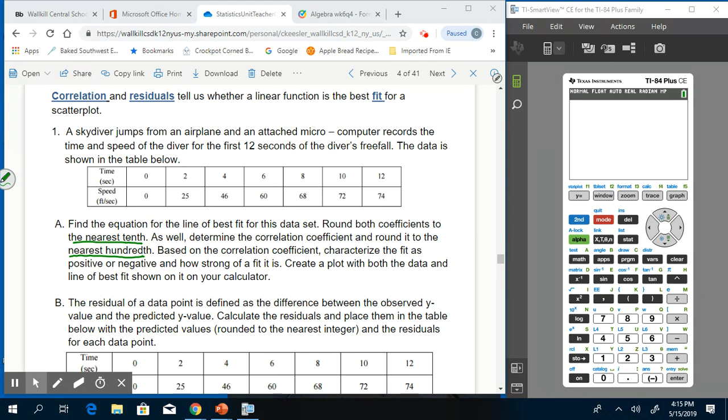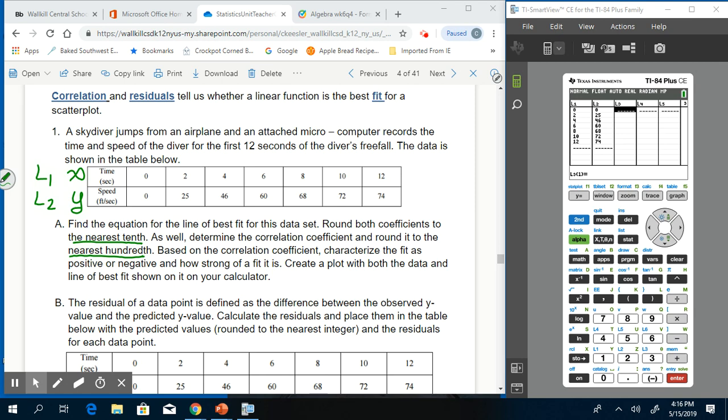So to do that, we want to go into Stat, over to Edit, and we want to enter in the points that are in the table, with time being our x-axis and speed being our y. So time is our L1 and speed is our L2. You can see that I've already done that. If you need to, you can pause the video here and go ahead and enter in all of that.